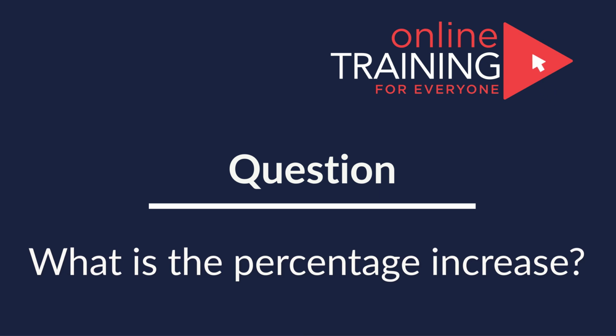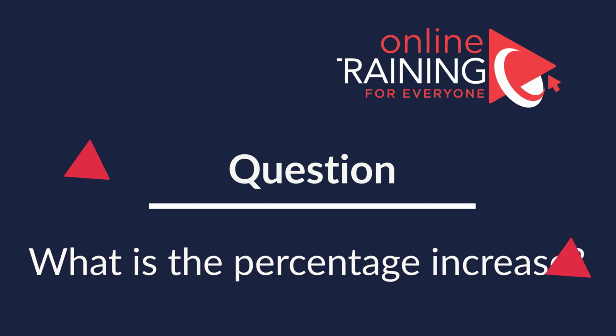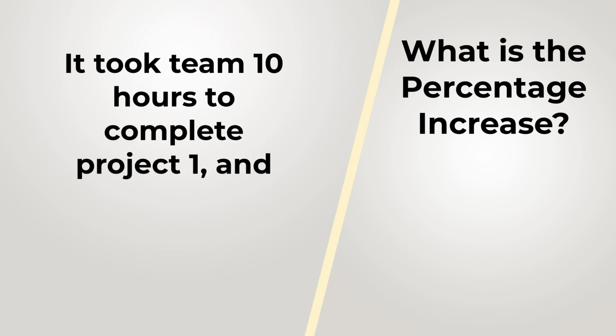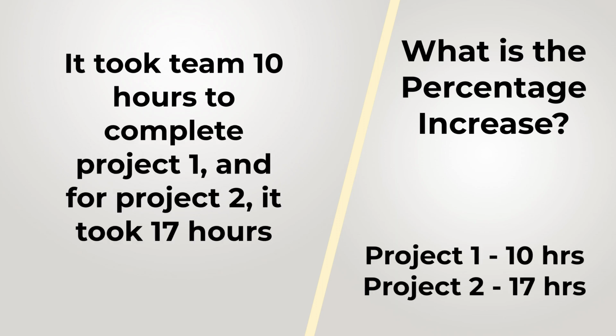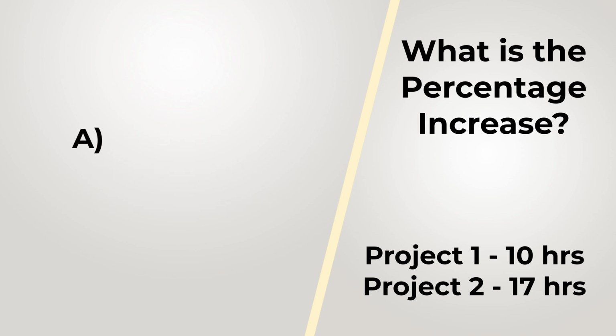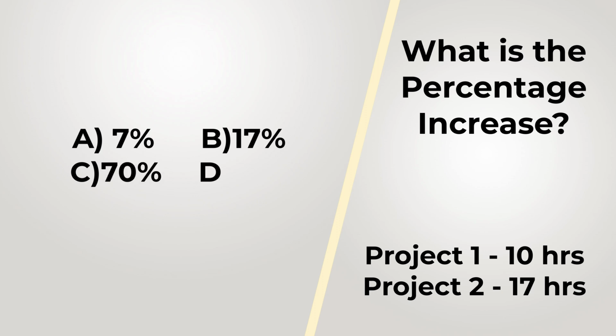Here is a frequent question on the test that a lot of people get wrong. It took 10 hours to complete Project 1. For Project 2, it took 17 hours. What is the percentage increase between the two projects? You're presented with 4 different choices. Choice A, 7%. Choice B, 17%. Choice C, 70%. And then choice D, 170%.